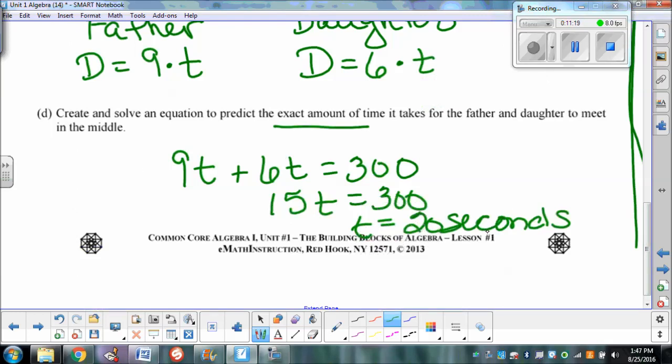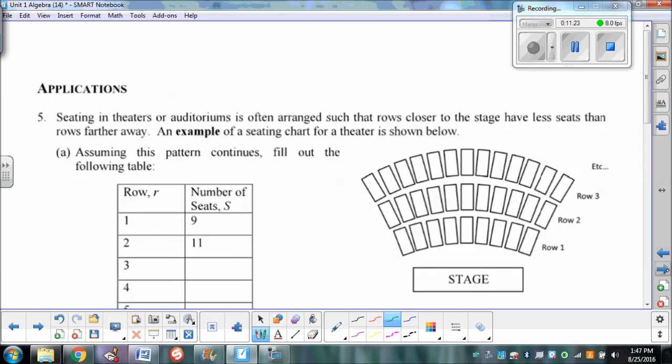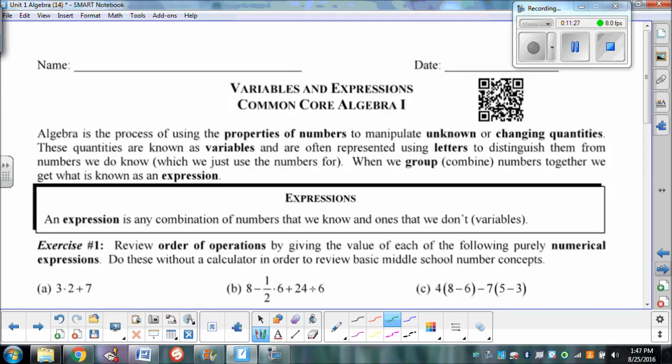All right, so let's go ahead and flip over to the next lesson. So you're going to bypass those homework problems because those are what we do in class. And we're going to be at variables and expressions. This is lesson 2. Okay, so it says this is a process. Algebra is a process of using the properties of numbers to manipulate our variables, okay, or changing quantities. These quantities, oh, there it is, are known as variables.